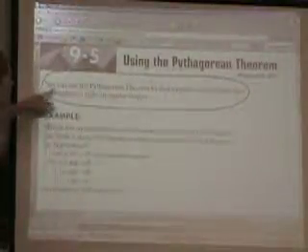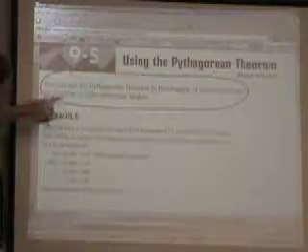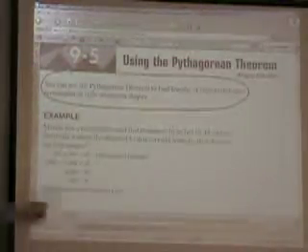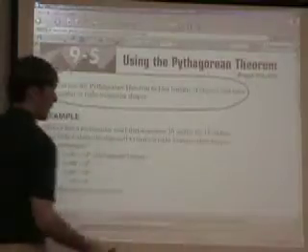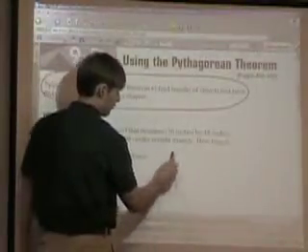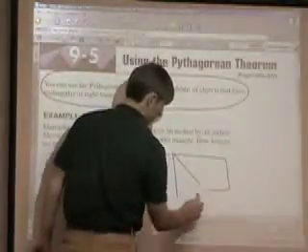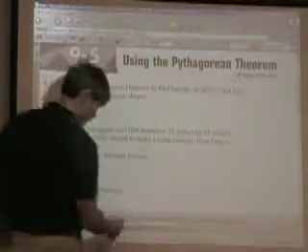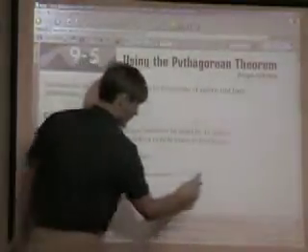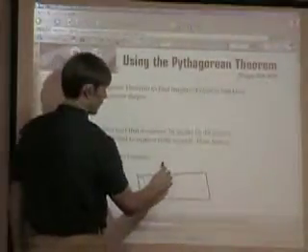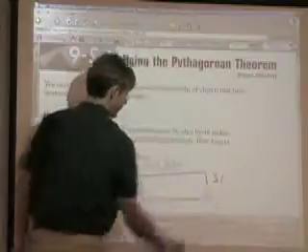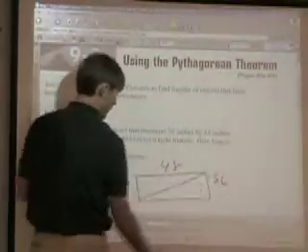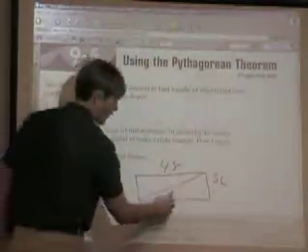You can use the Pythagorean theorem to find lengths of objects that have rectangular or right triangle shapes. Okay, example. Marcia has a rectangular scarf that measures 36 inches by 48 inches. So she has a rectangle scarf like this, like you put around your neck. Okay. She folds it along the diagonal to make it a right triangle.